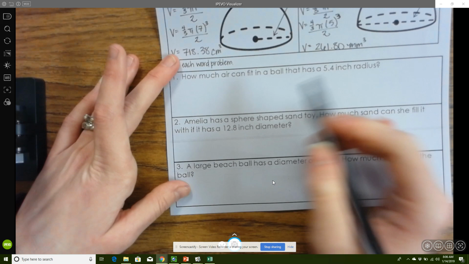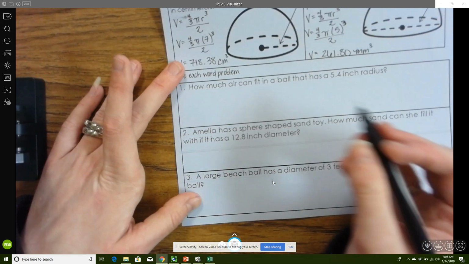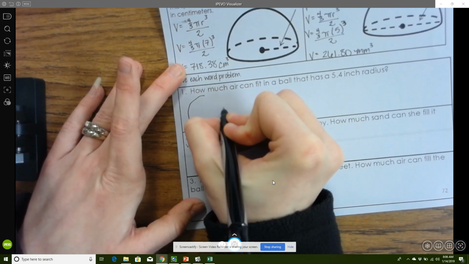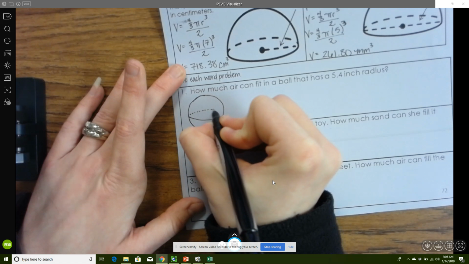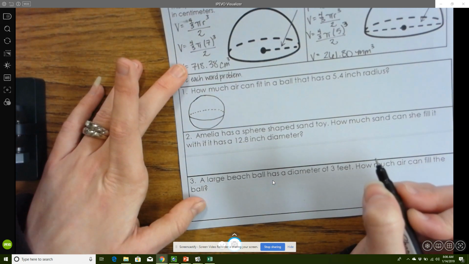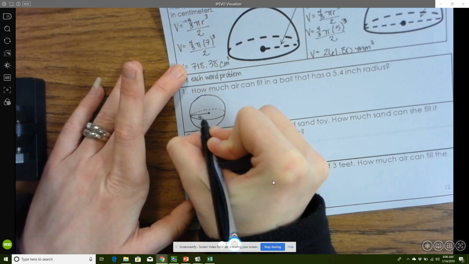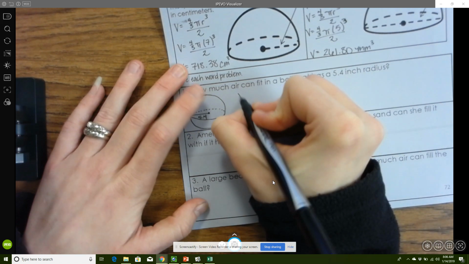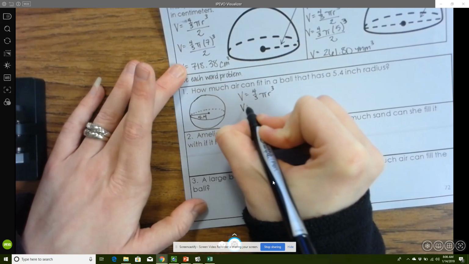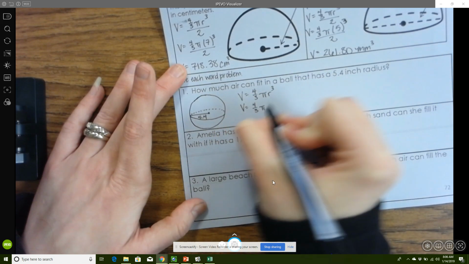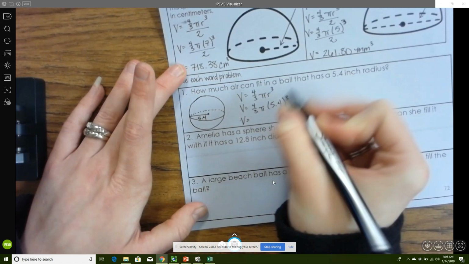Okay, so now word problems again. It's better if you can draw a picture. So how much air can fit in a ball that has a 5.4-inch radius? So to draw a sphere, a circle, and then a dotted line circle. So it tells me that the radius, so that's halfway across, is 5.4. So we still need to rewrite our formula and then plug in what we know.